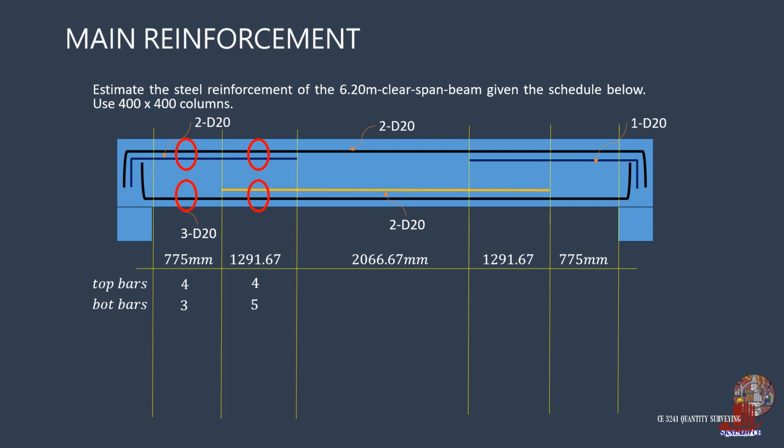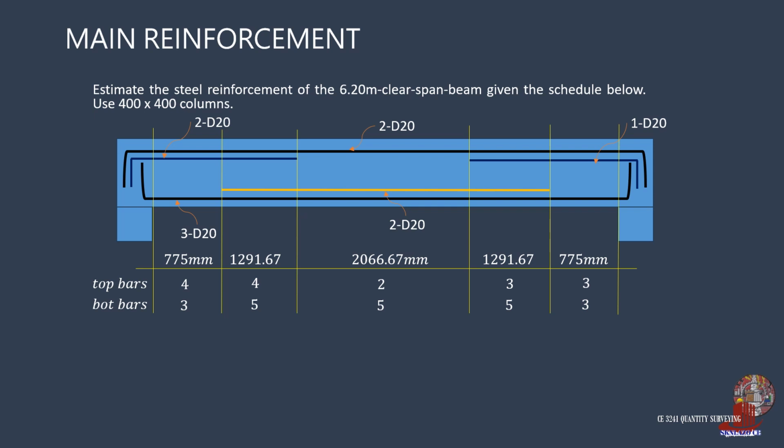For the middle span, there are 2 D20 on top, and the 3 continuous bars with 2 cut bars at the bottom, totaling to 5 D20. The span after has 2 continuous top bars with 1 cut bar, accounting for 3, while at the bottom, there are 3 continuous and 2 cut bars, resulting to 5 D20. For the last span, there are 2 continuous and 1 cut bars on top, giving 3 bars. Then there are only 3 continuous bars at the bottom.